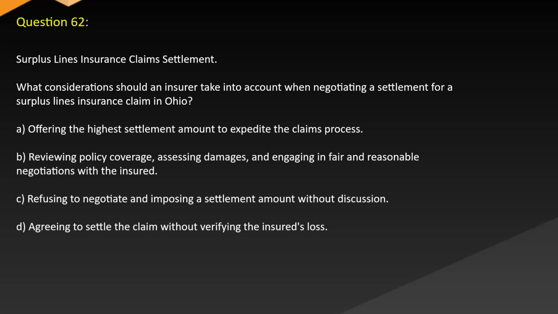3901-154. Question 62. Surplus lines insurance claims settlement. What considerations should an insurer take into account when negotiating a settlement for a surplus lines insurance claim in Ohio? A. Offering the highest settlement amount to expedite the claims process. B. Reviewing policy coverage, assessing damages, and engaging in fair and reasonable negotiations with the insured. C. Refusing to negotiate and imposing a settlement amount without discussion. D. Agreeing to settle the claim without verifying the insured's loss.